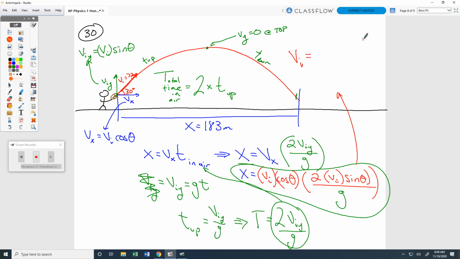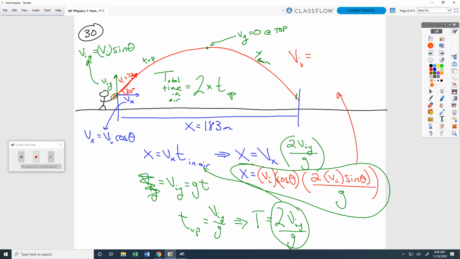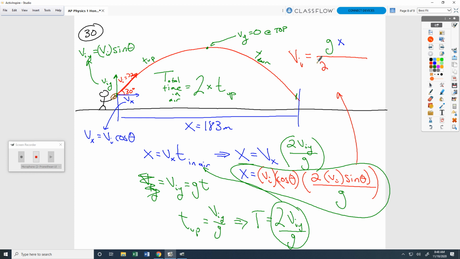So on the right side, I'm going to take my g and multiply it by the x. Those are the two things that are going to be on the numerator. And then I have cosine on the bottom, I have sine on the bottom, and I've got 2 on the bottom. I always put the 2 in front. So 2 times cosine, then times sine. But that's what VI squared is, because that's VI times VI, so I just want VI all by itself, so I'm going to end up square rooting that whole thing.